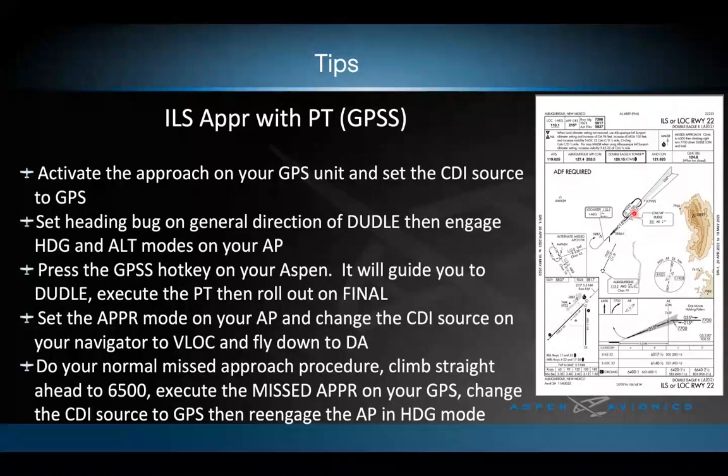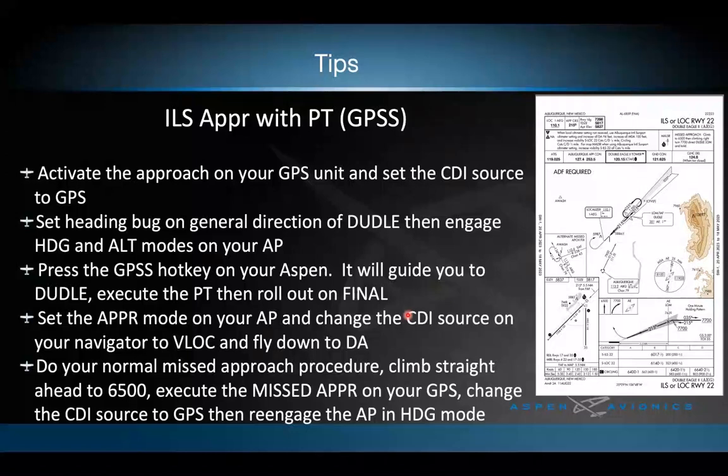At that point on your autopilot, you press the approach mode, and then you change the CDI source. This is very important. You change the CDI source on your GPS system to VLOC. Now that's going to automatically change the CDI source on the HSI to VLOC as well. At that point, intercept glide slope and fly down to decision altitude. Once again, really nice. Now, say you're down here and you don't have the runway in sight.